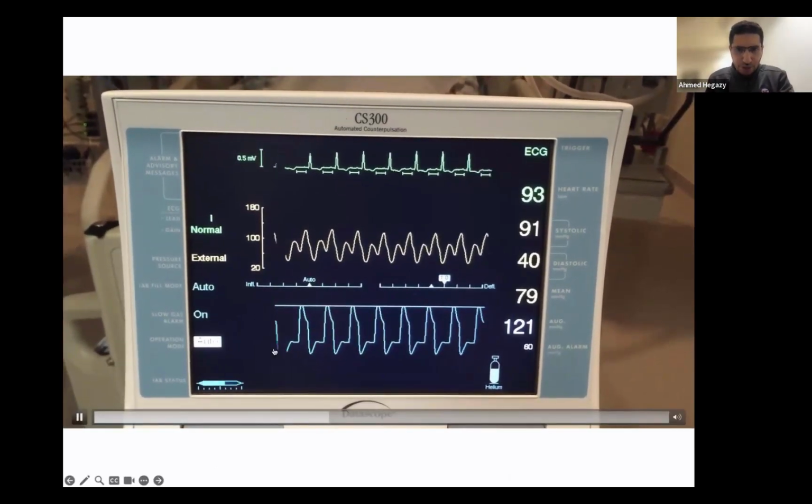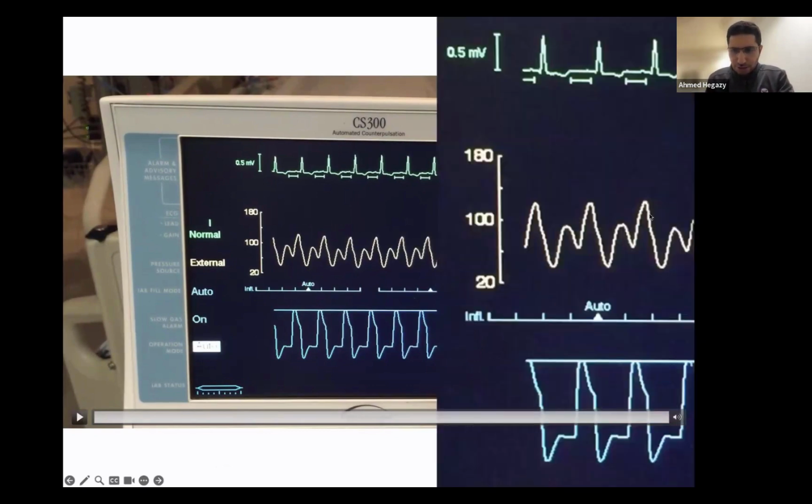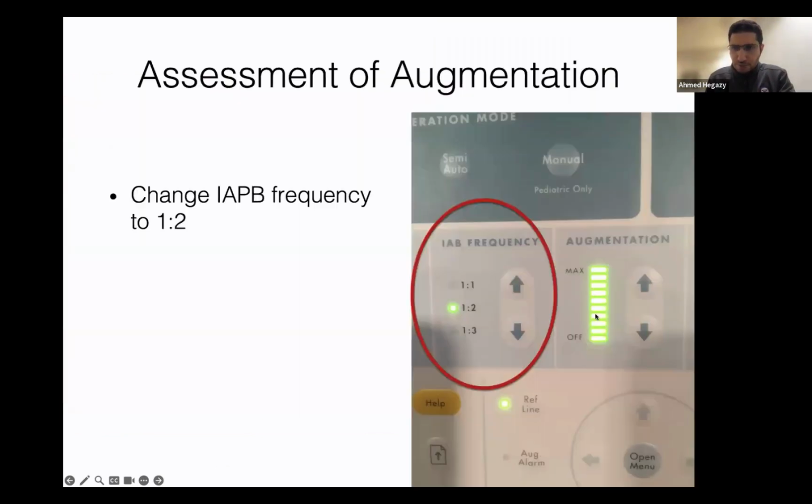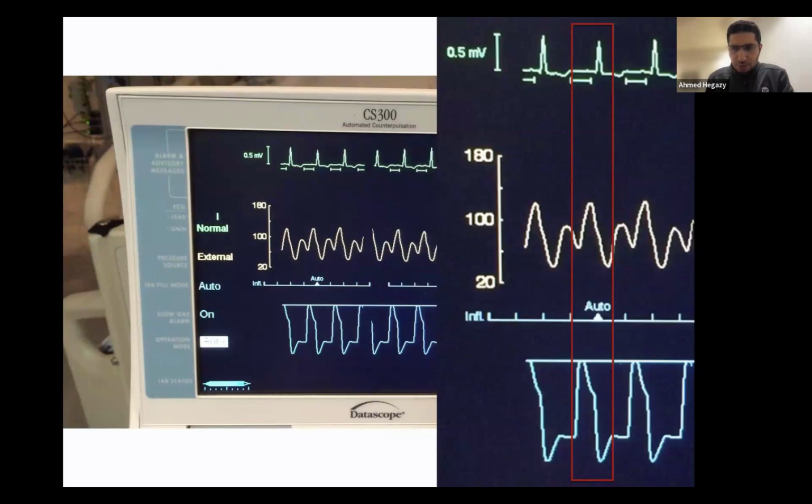So you see here, we have the balloon on 1-to-1. And you see here that that augmentation, that peak, is higher than the systolic pressure. So here we can see very clearly that the augmentation, which is corresponding to that augmentation tracing, is higher than your systolic pressure. So you see here that it's very clear that there is one parameter, at least, that is telling us that the balloon pump is doing what it's supposed to. There's an augmented diastolic that is higher than the systolic pressure.